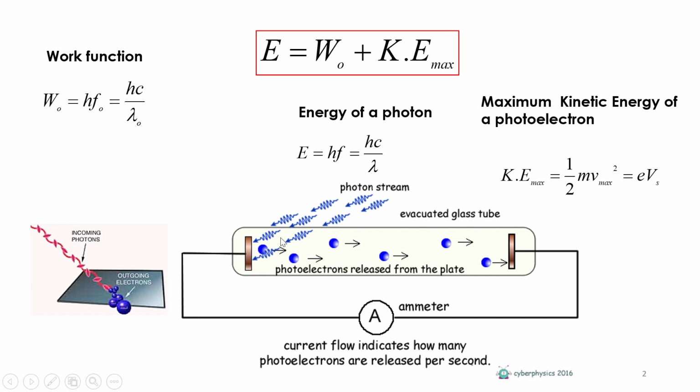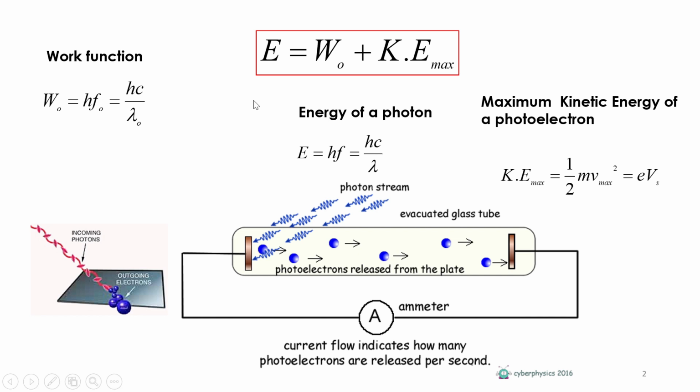So this is the energy of a photon. Now let's consider the metal target. At the metal target, we have a work function. The work function is equal to hf naught, which is equal to hc over lambda naught. What is f naught? f naught is the threshold frequency. And W naught, the work function, is the minimum energy required for a photoelectron to eject from the target metal.